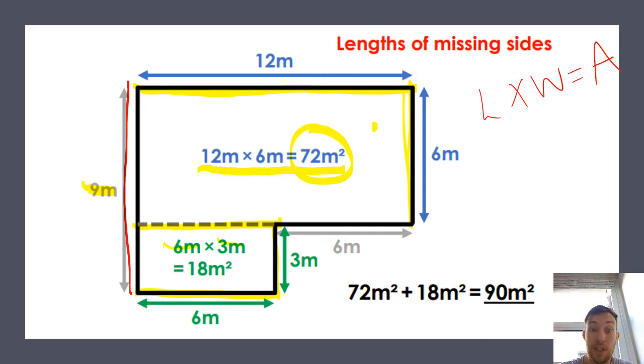And because we've split it into two parts, we then need to add those numbers together to find the area of the whole rectilinear shape. So all we would do is 72 meters squared add 18 meters squared equals 90 meters squared. So for this whole rectilinear or compound shape, the area is 90 meters squared.